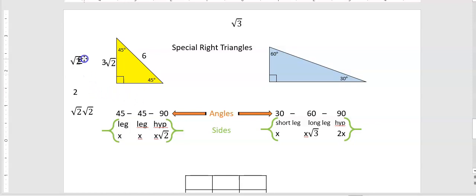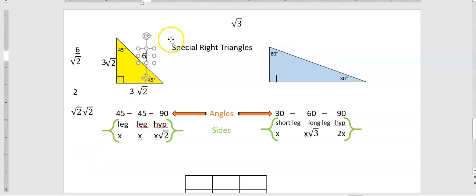If you went to your calculator and typed in 6 divided by square root of 2, and on the next line typed in 3 square root of 2, the two answers would be equivalent. So let me show you that this side would also be 3 square root of 2. So that is the tougher problem when it comes to the 45-45-90.